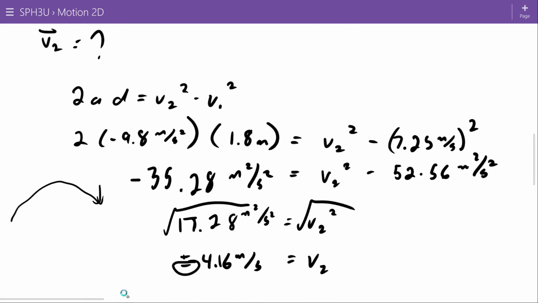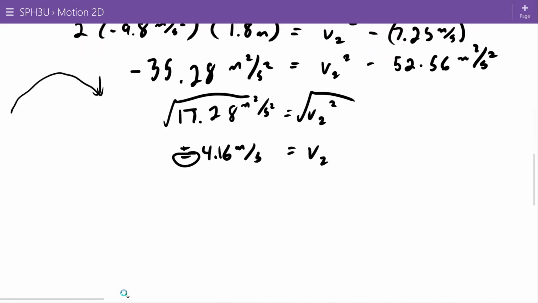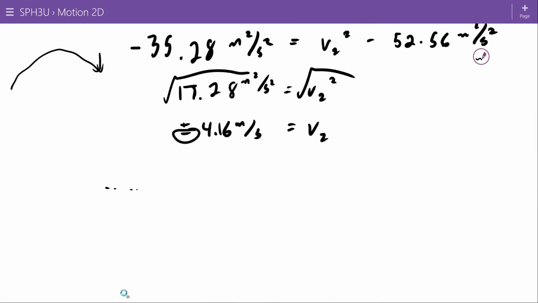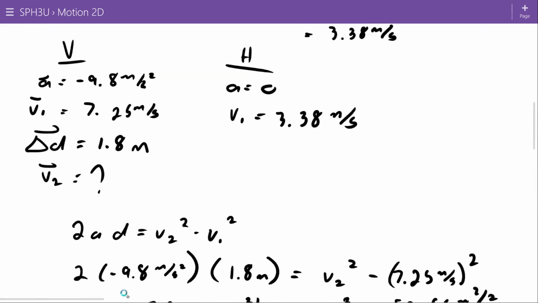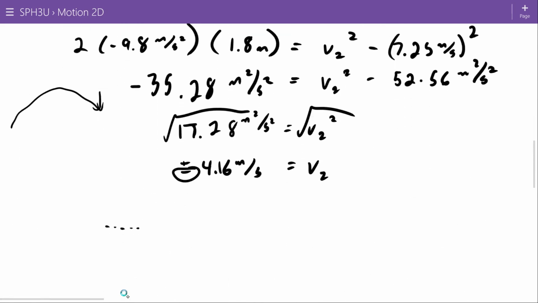Okay, so I might as well finish off with impact velocity. I had a horizontal initial velocity of 3.38 meters per second and an acceleration of 0. What that means is this is also v2. Acceleration is your change in velocity. You're saying 0, so you're saying your velocity isn't changing. v1 is v2 is 3.38. My new vertical velocity is coming down at negative 4.16 meters per second.